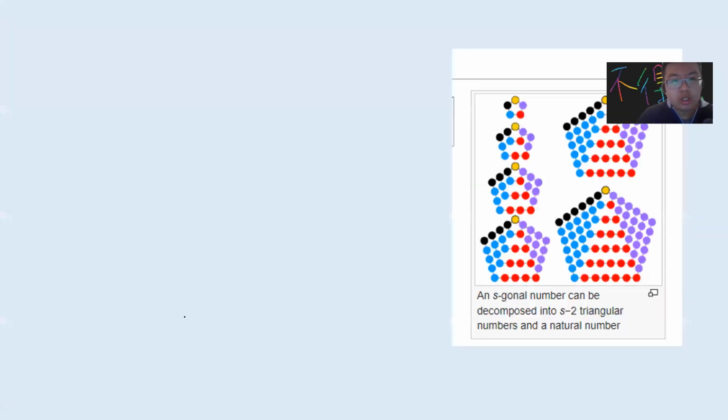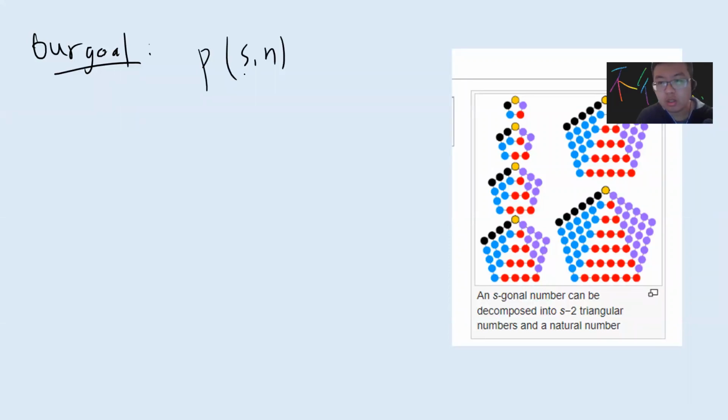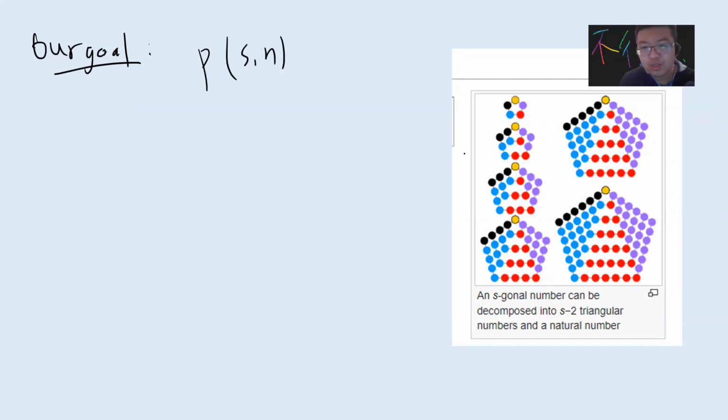Okay, so our goal in this video is very simple: just find this P_{s,n}. So P_s is the s-polygon, and n is just the index. Okay, so on Wikipedia, there's an amazing proof, where one can cut, for example, a pentagon into small triangular numbers. So amazingly, an s-gonal number can be decomposed into s minus 1 triangular numbers plus a natural number.